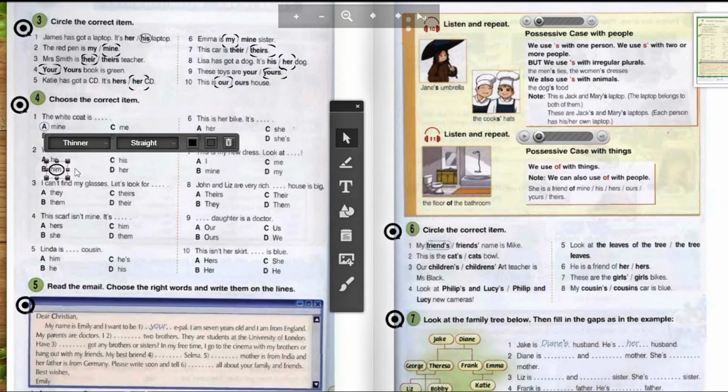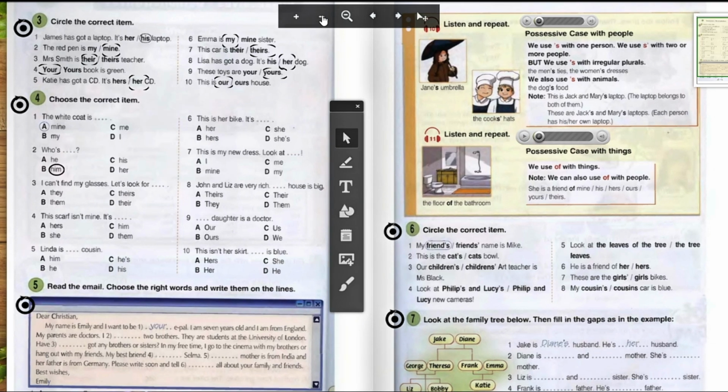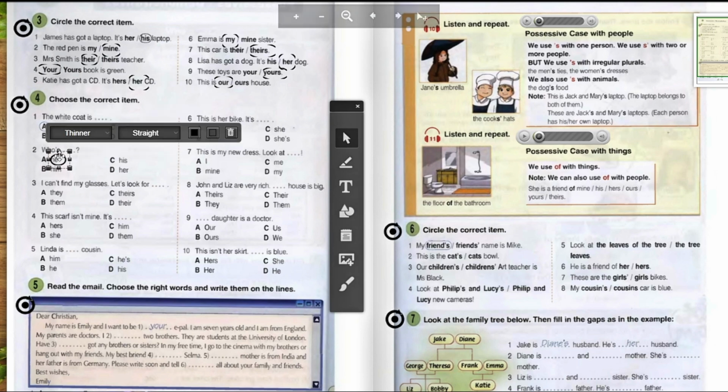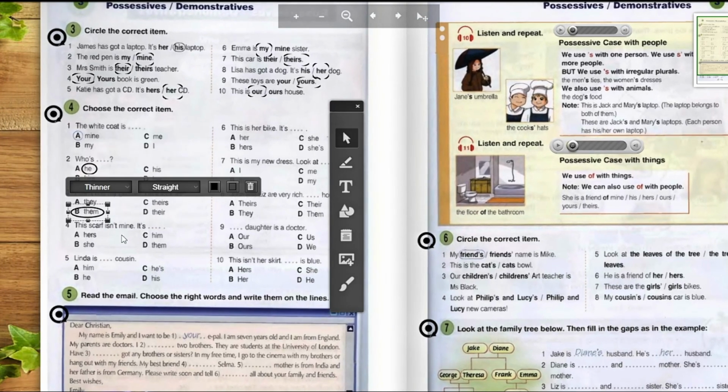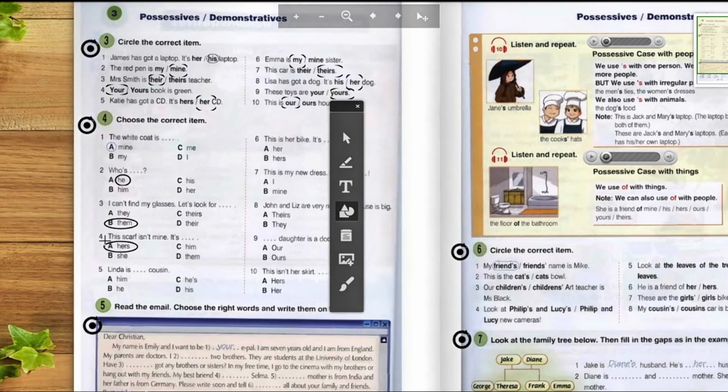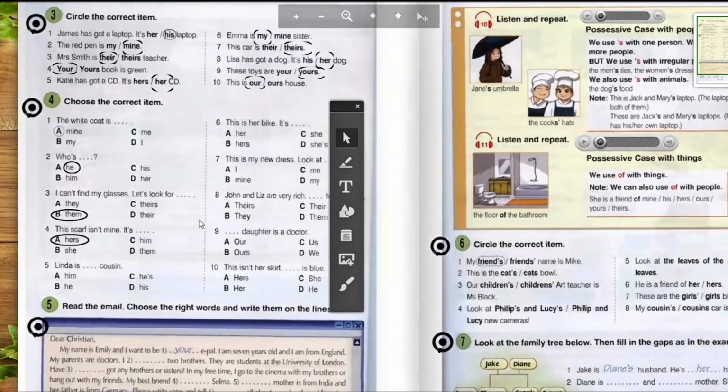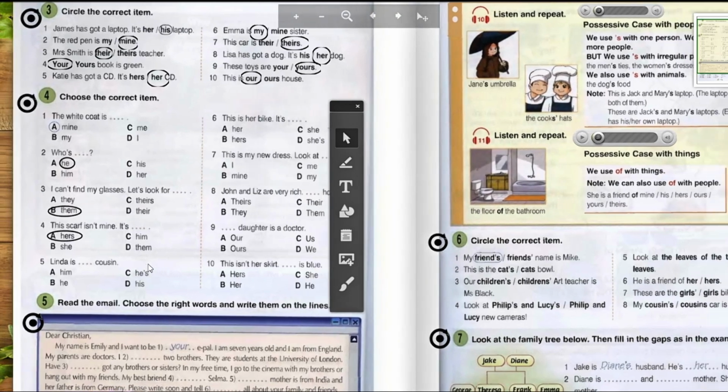The next one, who is him? Oh, sorry. I just made a mistake. It is who is he? Because we ask about the person. Who is he? I can't find my glasses. So let's look for them. The next one, this scarf isn't mine. It is hers.